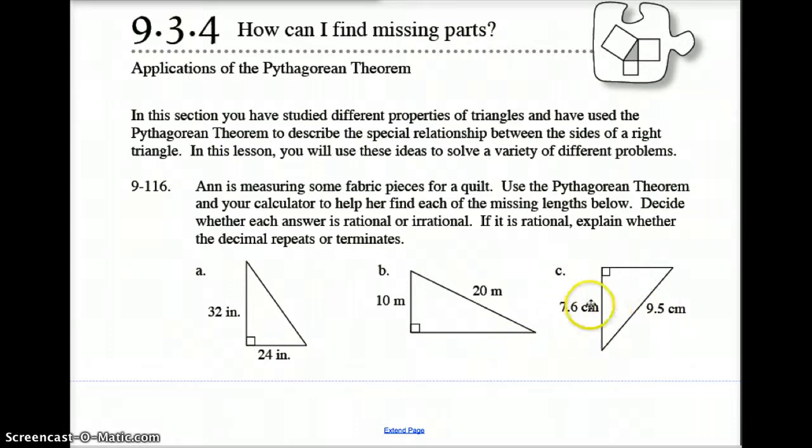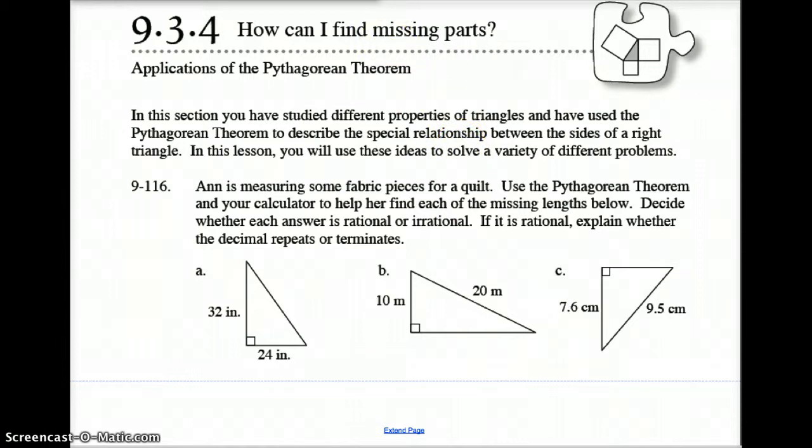Same thing goes for letter C here. They give you A, they do not give you B, but they do give you C. So you're going to take your C side, square it, your A side, square it, and instead of adding them, you'll subtract them to find your B side. Pause the video right there and go ahead and do that. When you're done, come on back. We're back in 3, 2, 1.